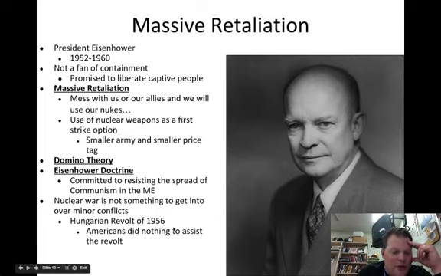Okay? But like I said, the massive retaliation policy doesn't really offer a lot of flexibility, because when the Hungarians revolt against the communists in 1956, the Americans do nothing to really assist them, because we're not willing to risk war with the Soviets, or nuclear war with the Soviets.